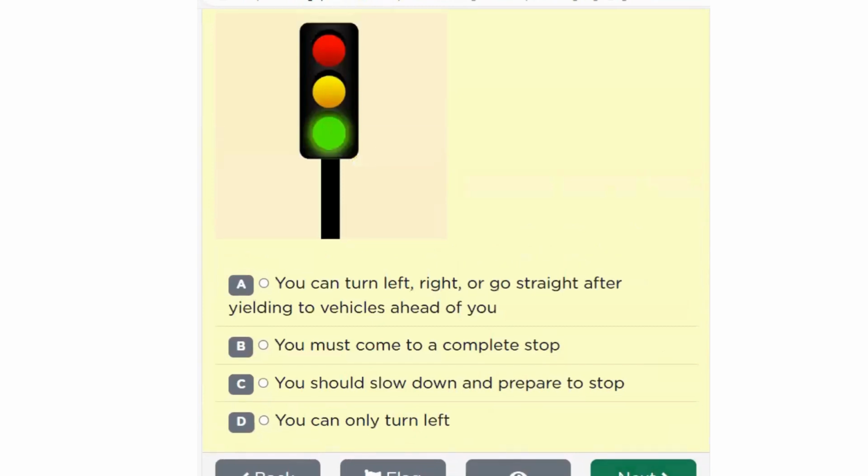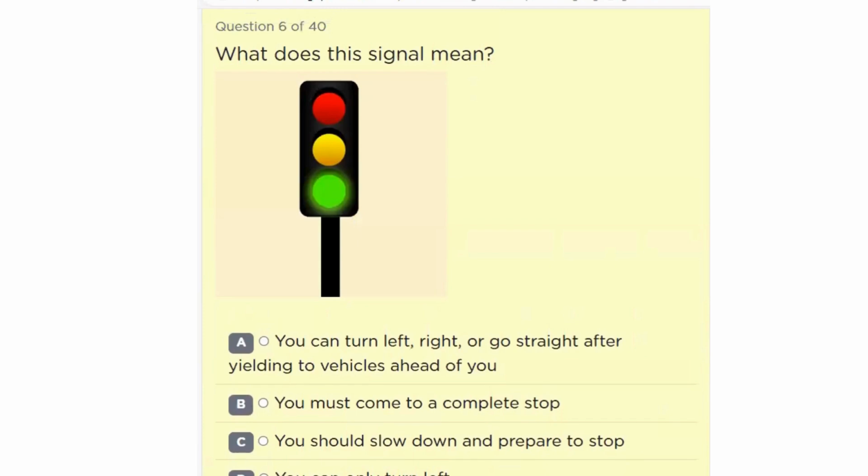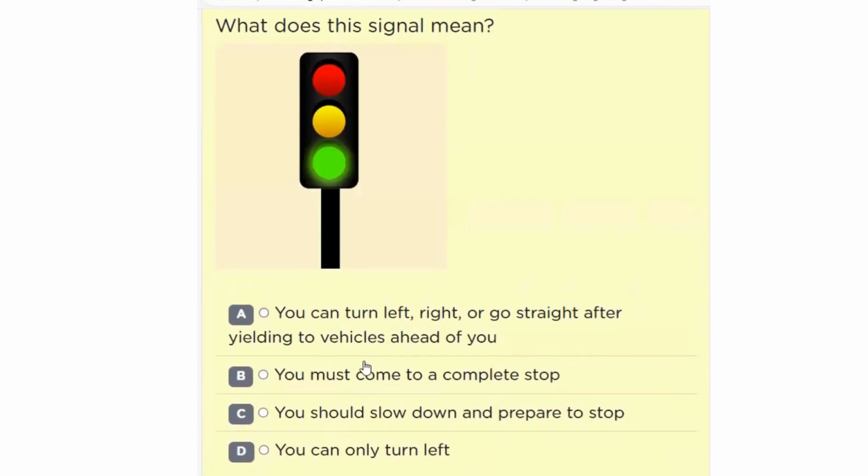Okay, so this one. What does this signal mean? You can turn left, right. No, you must come to a complete stop. Yes. No, the green is on. You should slow down and prepare to stop. I think it's this one because green is on. It means that you can go left, right, or go straight after yielding to vehicles ahead of you. Okay.